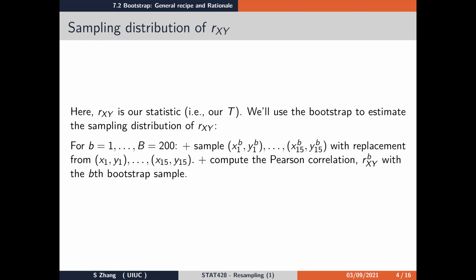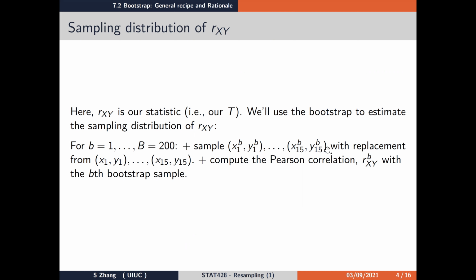So we're going to apply the bootstrapping procedure. Here, RXY is our statistic, in other words, our T. We will use the bootstrap to estimate the sampling distribution of RXY. What we will do is a total of 200 bootstrap replications. For each of these replications, we will sample X1b, Y1b, all the way up to XNb, YNb.